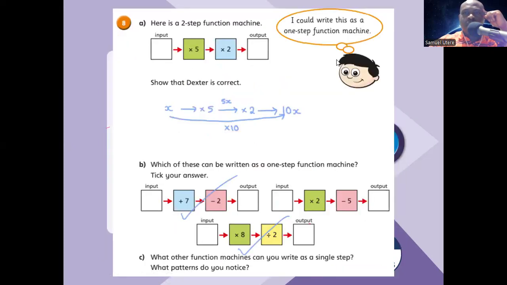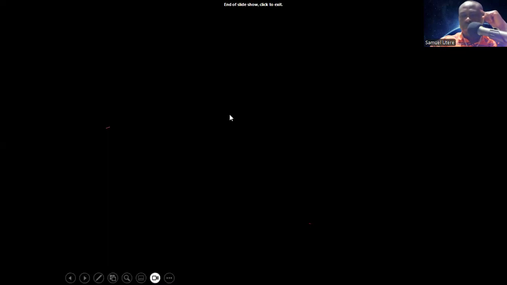And here are the answers for question 8. For question 8, you ask, here is a two-step function machine. And then Dexter said, I could write this as a one-step function machine. Of course he can, because to multiply by 5 and to multiply by 2 is the same thing as multiplying by 10. So this block here could simply be written as multiplying by 10.